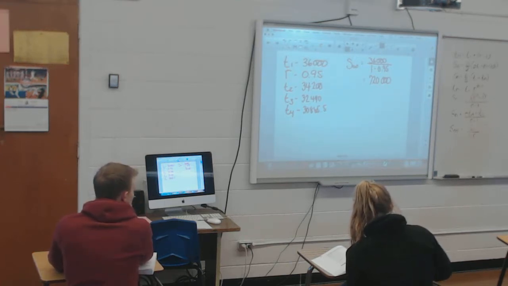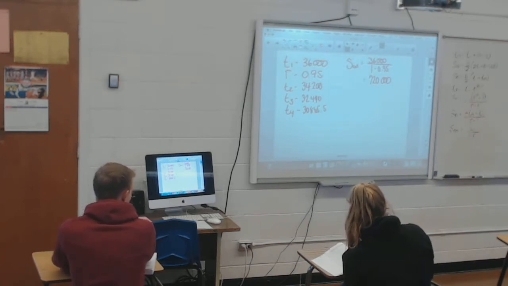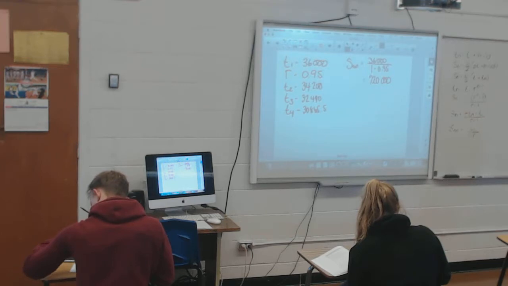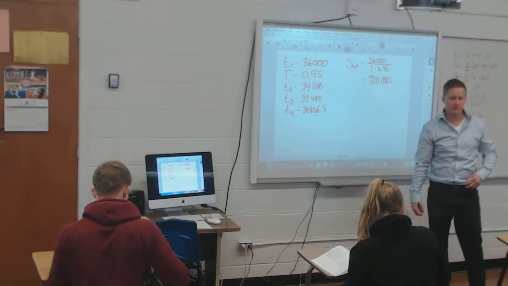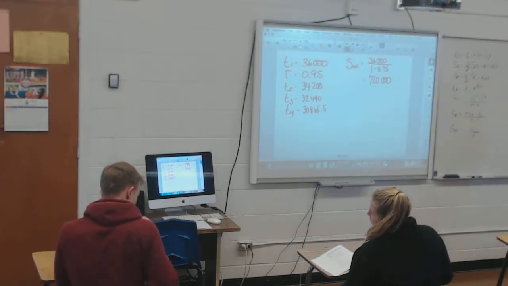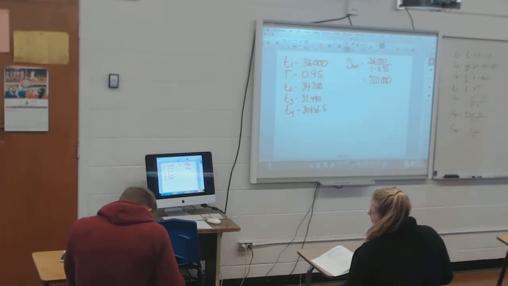I'm going to leave working example 3 until tomorrow. 4 is fine, but 3 has to do with repetition of numbers and how to write them as a fraction. So we'll worry about that tomorrow.